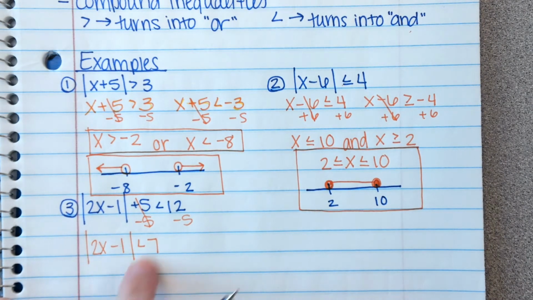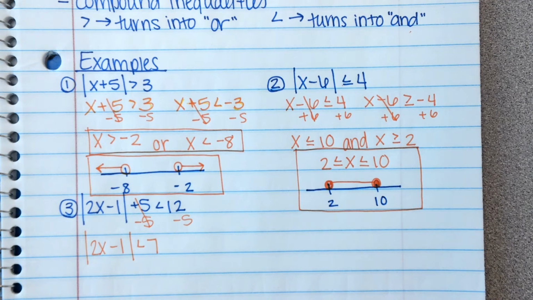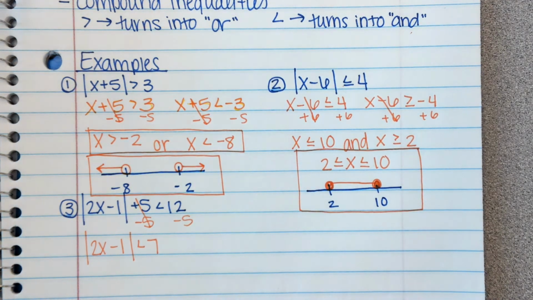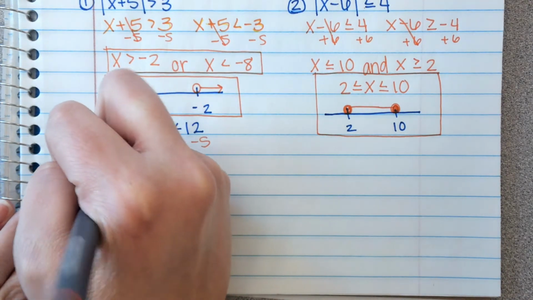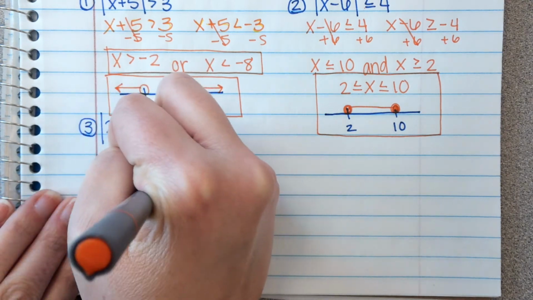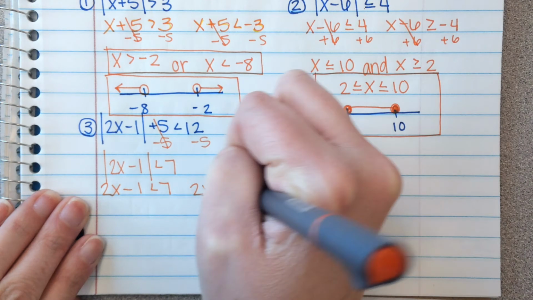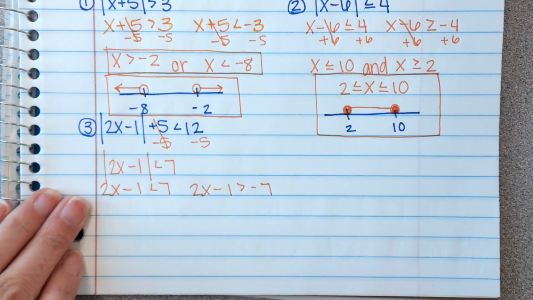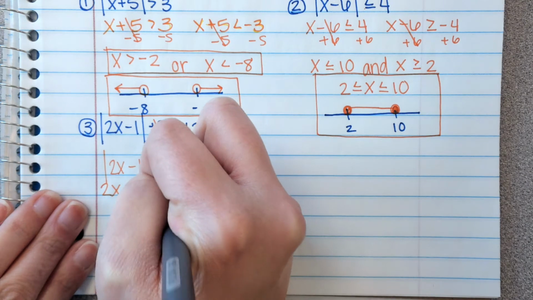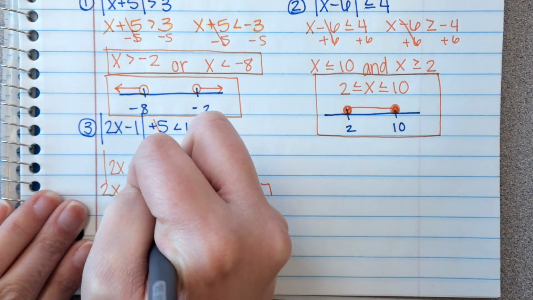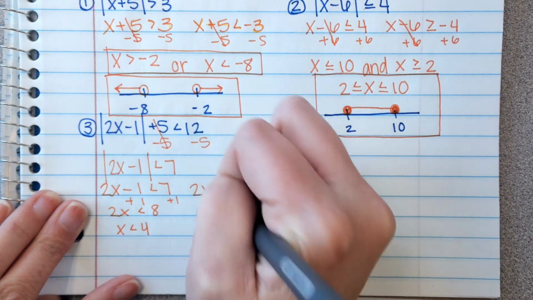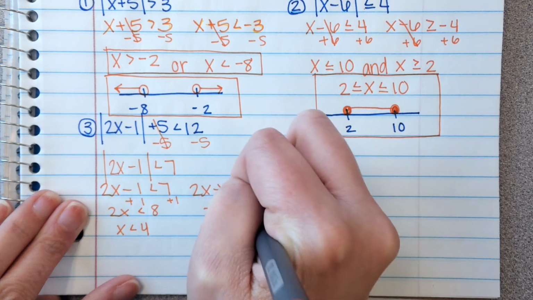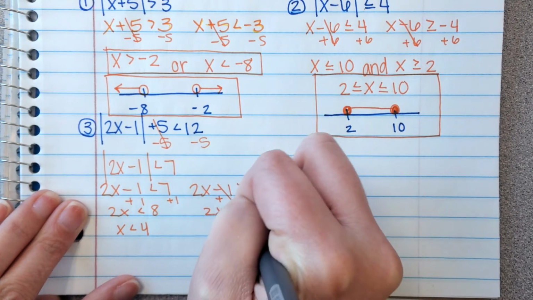Now I'm going to finish the problem out just like I did 1 and 2. So you can take just a second, pause the video, give that a try. All right, let's see what you did. So from here, we can take away the bars and make 2 inequalities. 2x minus 1 is less than 7. 2x minus 1 is greater than negative 7. All right, solve each of those. 2x is less than 8, so x is less than 4. 2x is greater than negative 6, so x is greater than negative 3.